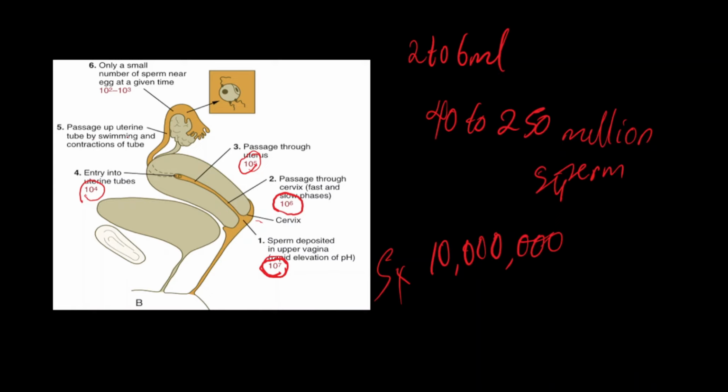Then we have the passage up the uterine tube by swimming and contraction of the tube. Now we can see only a small number of the sperm is actually released at a time from the isthmus to the ampullary region. This is approximately in the order of 10 to the power 2. So we can see the progressive decrease as it goes on from about 10 million to nearly 100, slightly 1,000.